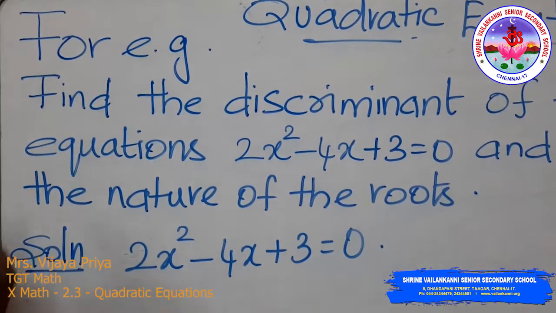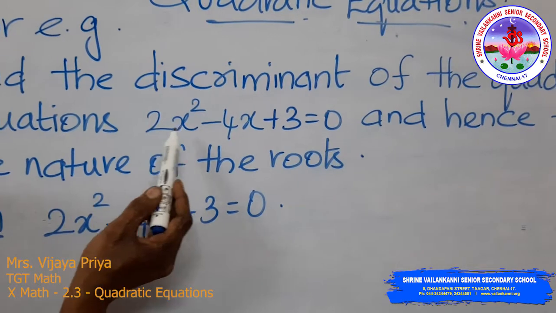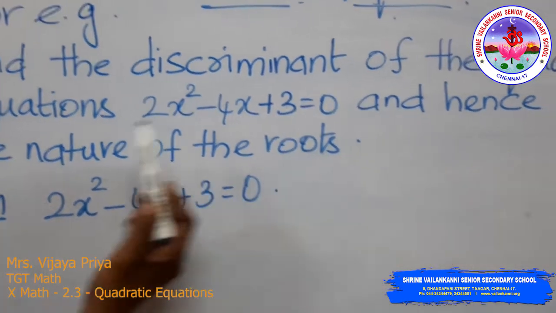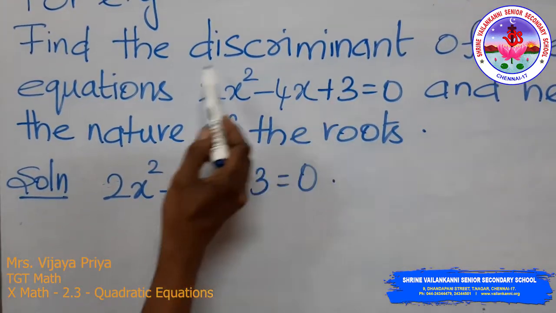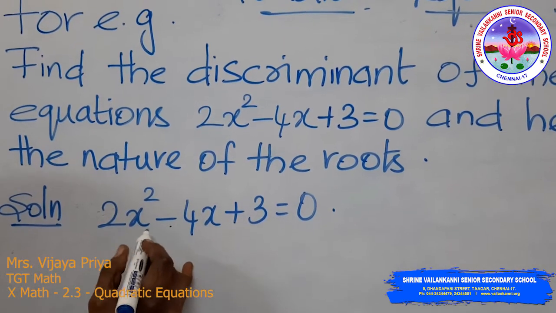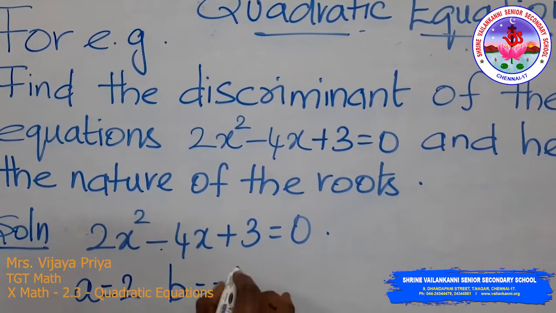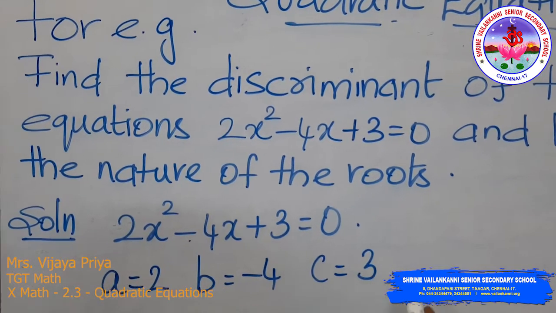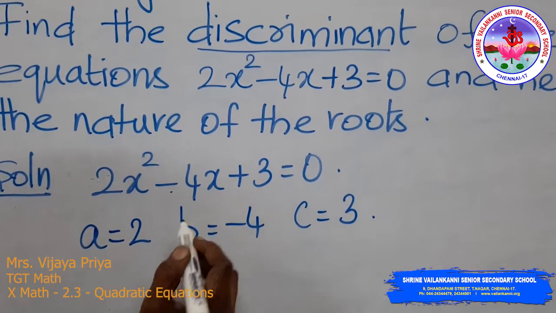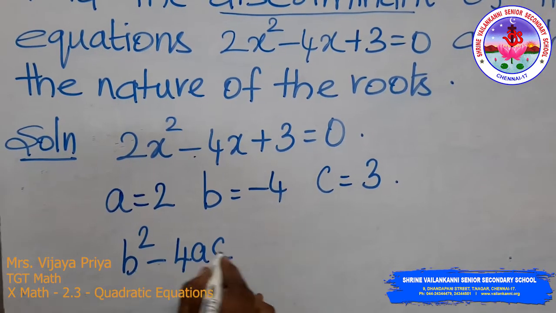For example, find the discriminant of the quadratic equation 2x squared minus 4x plus 3 is equal to 0, and hence find the nature of the roots. So he has given the equation 2x squared minus 4x plus 3. From this equation, we are going to take the values of a, b and c. a is the coefficient of x squared, b is the coefficient of x, and c is the constant. We want to find the discriminant of this equation. The discriminant is nothing but substituting a, b, c in b squared minus 4ac.